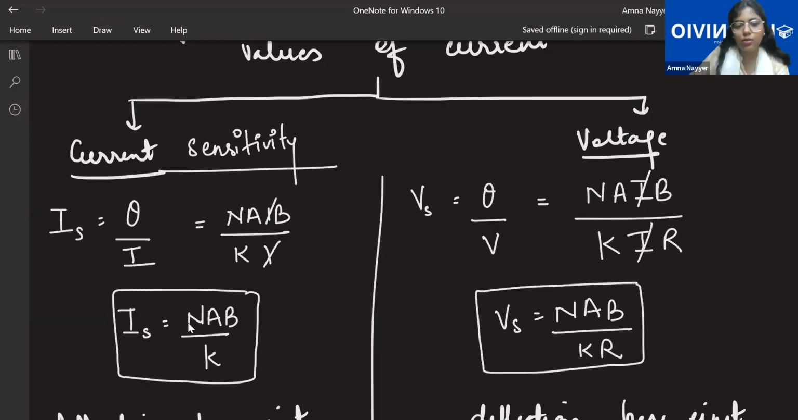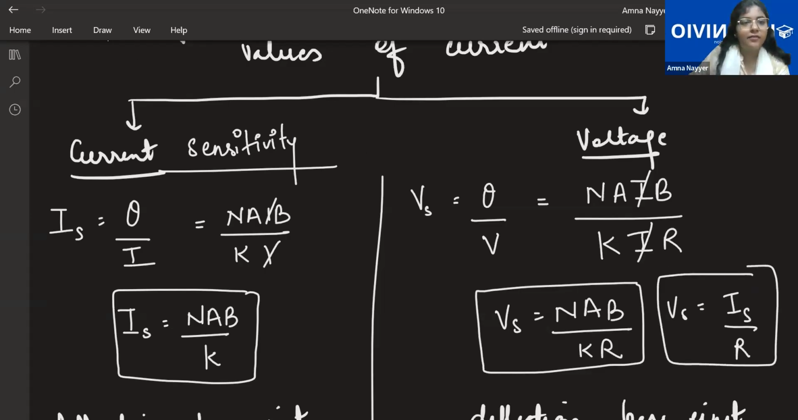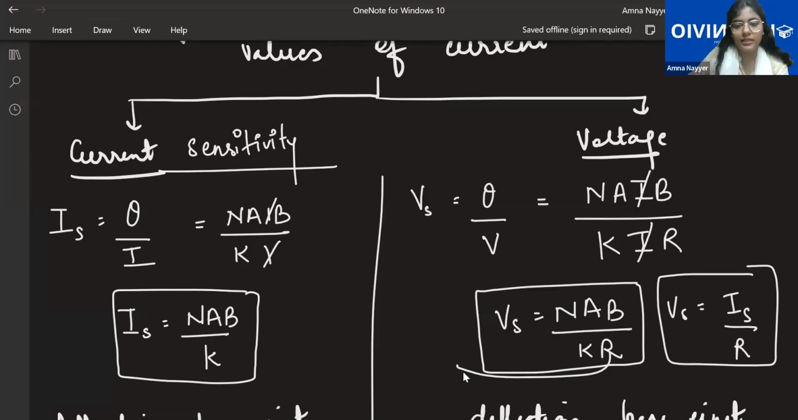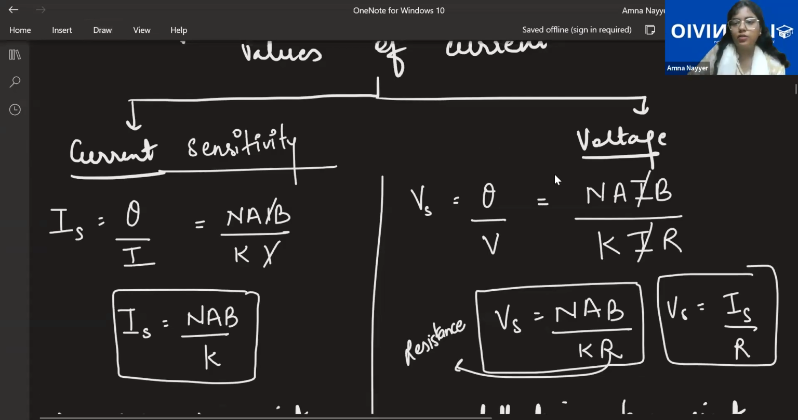You can understand through this also. Voltage sensitivity will be current sensitivity divided by the resistance, where R is the value of the resistance. Is this clear till here? Yes, ma'am. So this is voltage sensitivity.